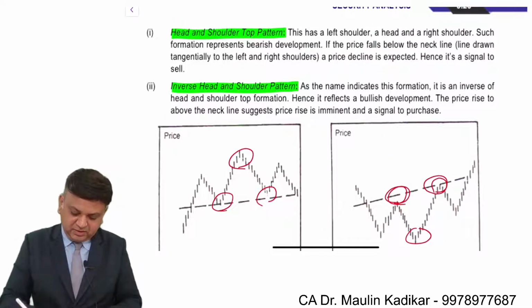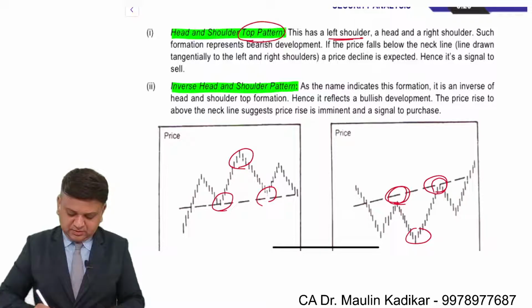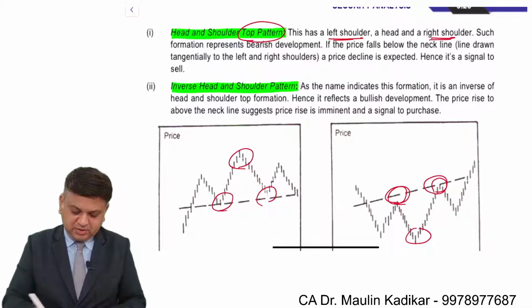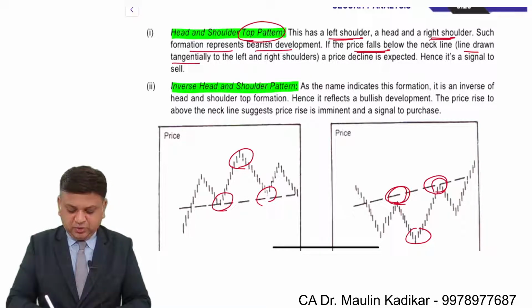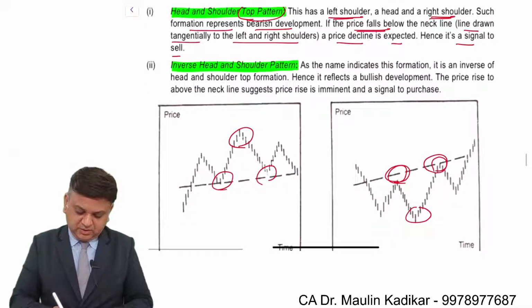For the head and shoulder top pattern, this has a left shoulder, over here, and a right shoulder. Such formation represents bearish movement. If the prices fall below the neckline, the line drawn tangentially to the left and right shoulder, a price decline is expected. Hence, it is a signal to sell. So now you should sell this investment.